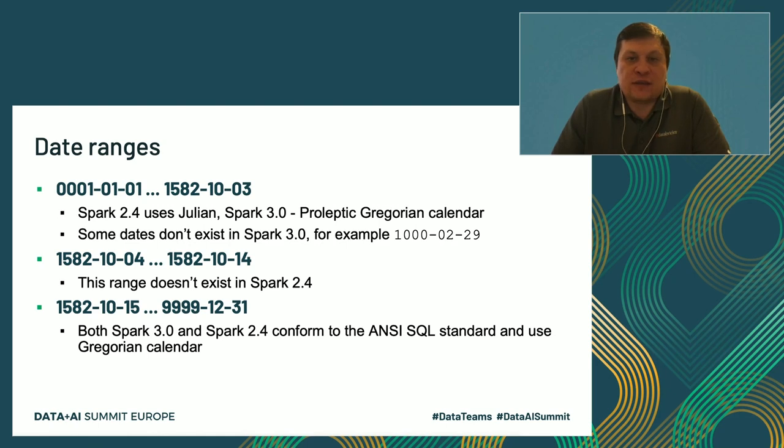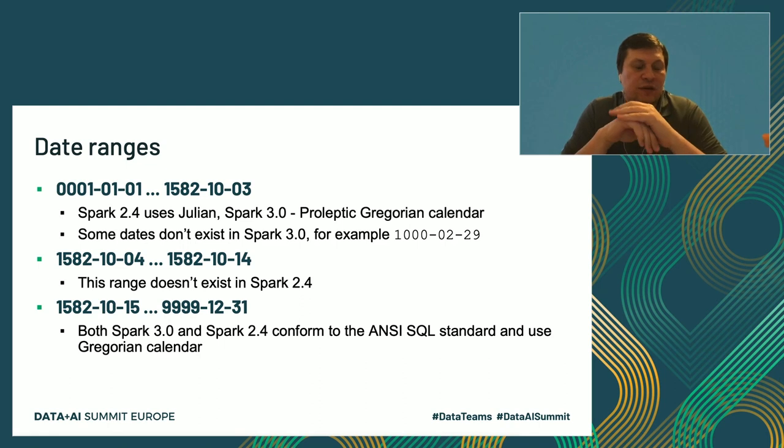So if we look at the whole range of dates, we can divide this range into three ranges. From year one to 1582, there is a difference in behavior between Spark 2.4 and 3.0. 2.4 uses the Julian calendar, but version 3 switched to the Proleptic Gregorian calendar. As I told before, some dates don't exist in the Proleptic Gregorian calendar. If Spark, for example, loads these dates from external data sources like Parquet and sees these dates are not available in the target calendar, Spark will take the next valid date.